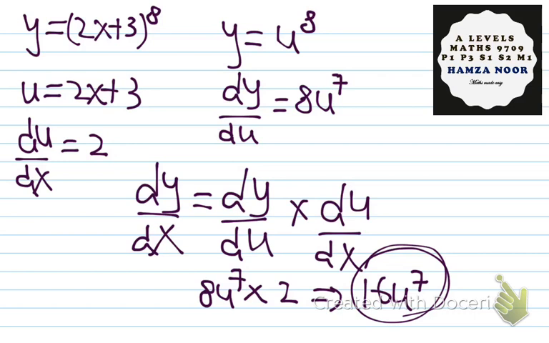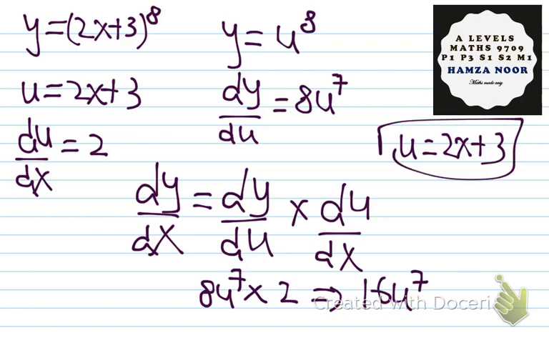So what was the original substitution you made earlier? That was u is equal to 2x plus 3. So all you need to do is substitute this here again. This will be 16 multiplied by 2x plus 3 raised to the power 7. So this is your gradient function dy over dx. Alright, here is another method to check if your answer is correct or not.